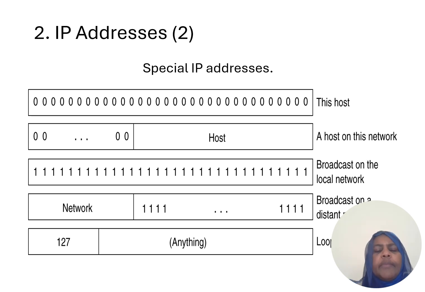There are special IP addresses. All zeros mean this host. All zeros in the network section and host ID means a host on this network. All ones mean broadcast to the local network. A network with all ones means broadcast to the destination network. 127 dot anything is localhost. That means this host is sending this packet to itself.